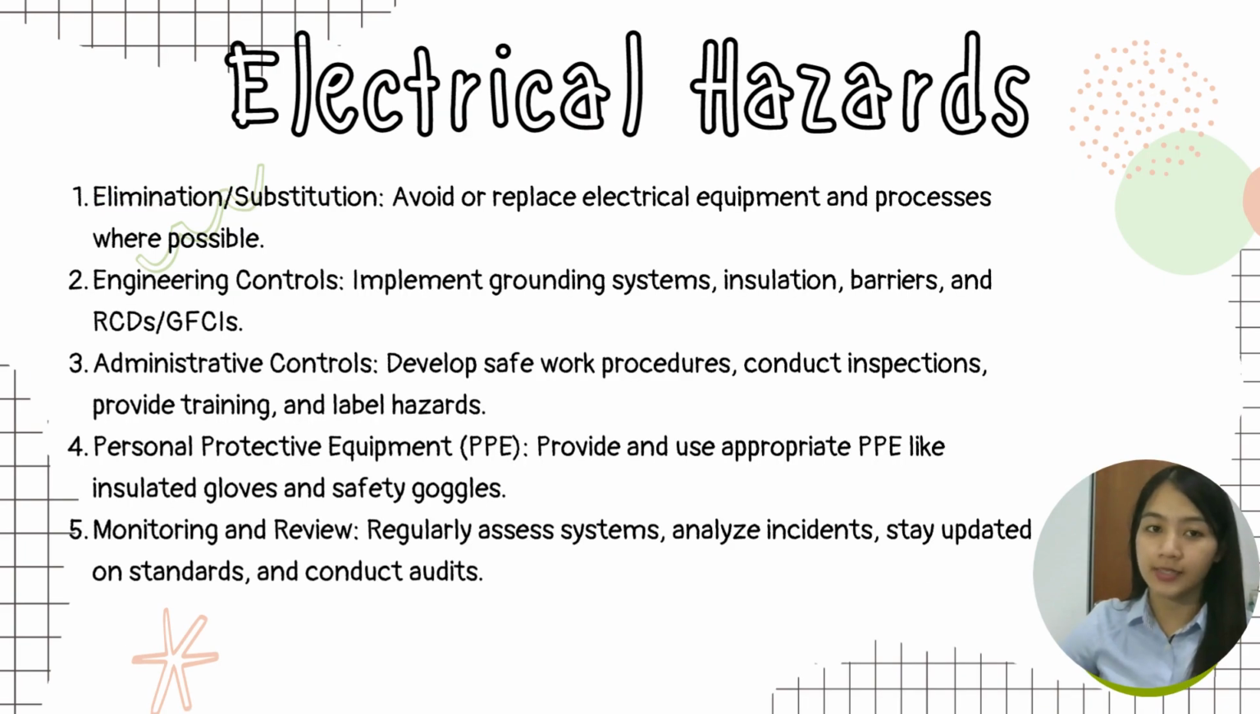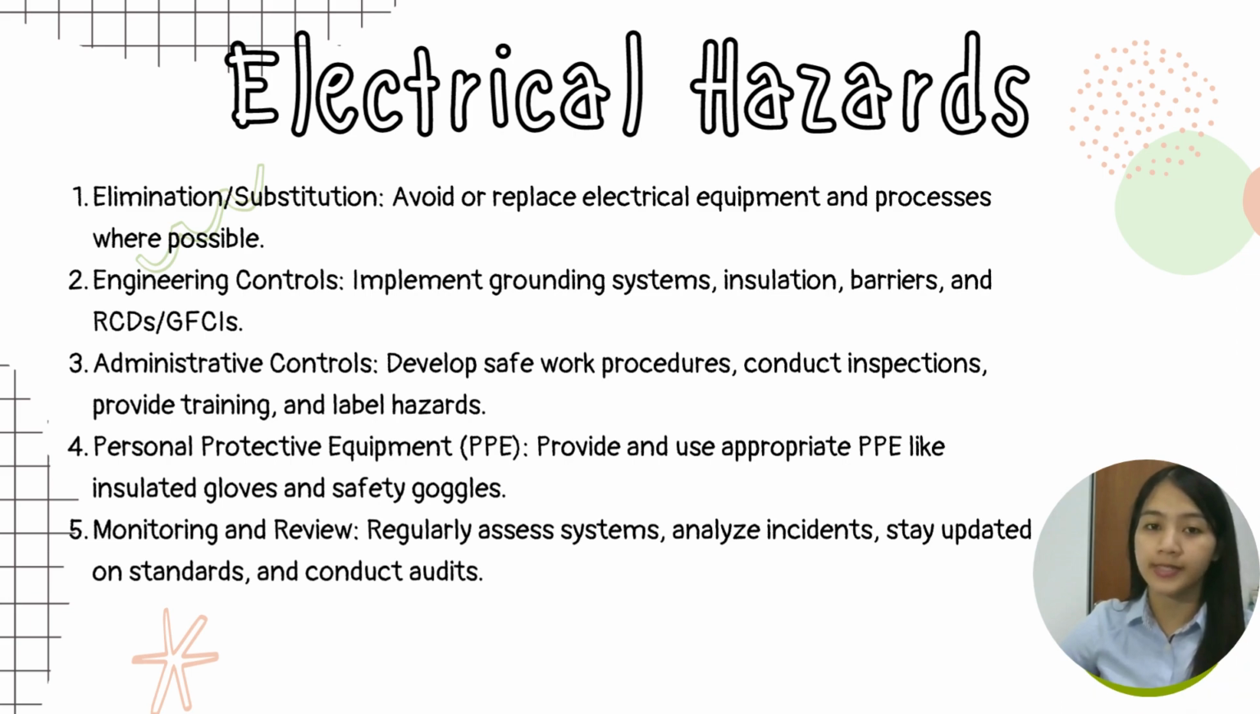Then, for electrical hazards, firstly, we use substitution or elimination, which is to avoid or replace electrical equipment and processes where possible. Then, engineering controls, which is to implement grounding system installation or barriers. Thirdly, administrative control, which is to develop safe work procedures or conduct inspections. Then, using PPE, like insulated gloves and safety goggles. And lastly, monitoring and review with regular assessment systems.